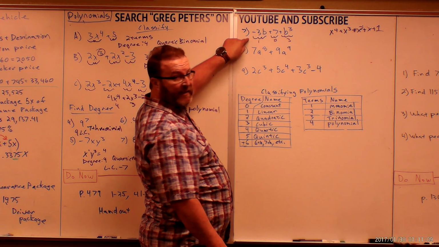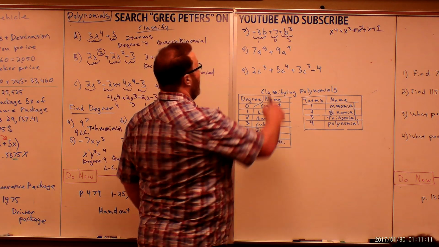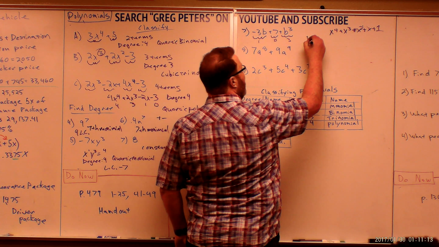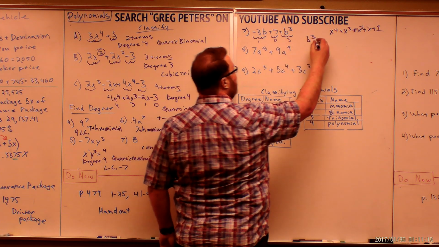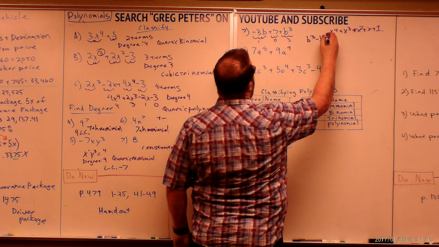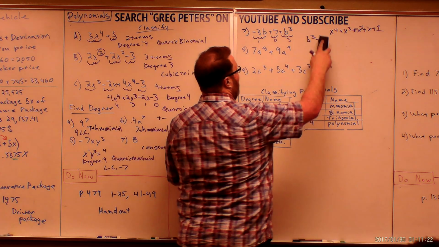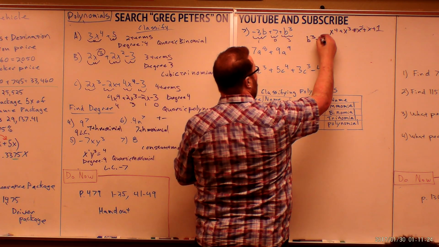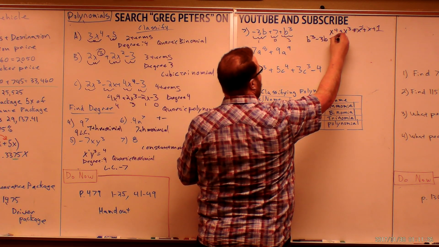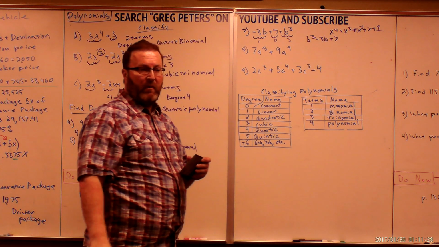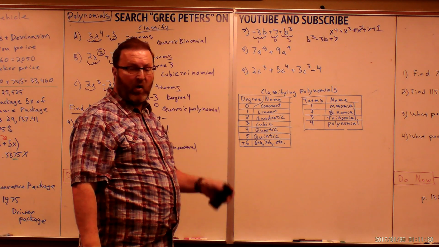Okay, so we need to rewrite this now, right? We're going to write this one first, b3. We're going to write minus b2 next. Minus 3b. And then plus 7. This now is in standard form. We have the exponents in descending order.